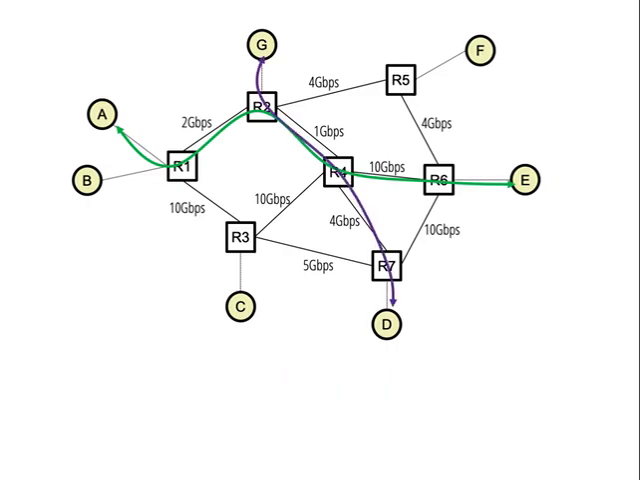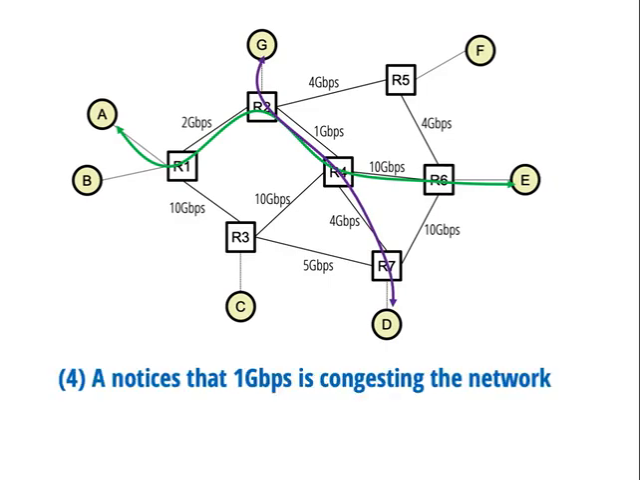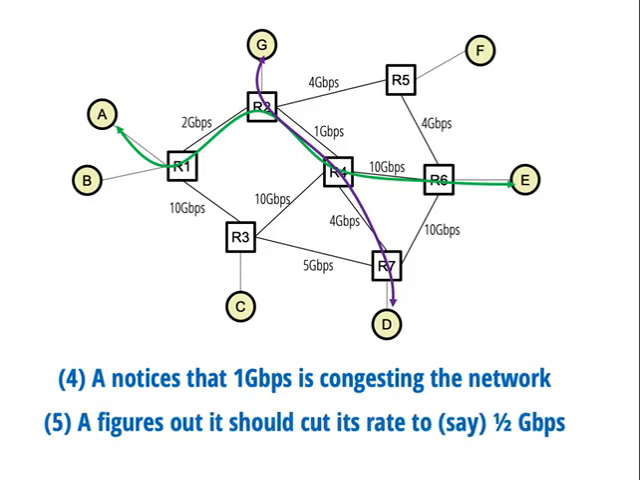When another flow joins the network, what A should discover is now that even 1 gigabit per second is congesting the network. And then A finally should somehow discover that ideally it should cut its rate to half a gigabit per second. Okay. So that's what we want to have happen. How we're going to make it happen, we haven't gotten into that yet.